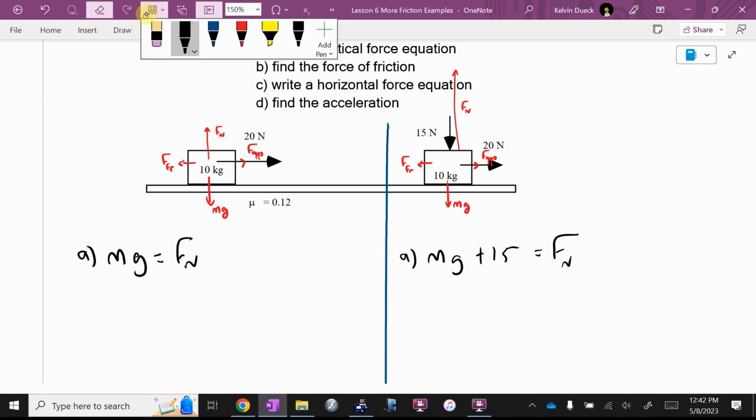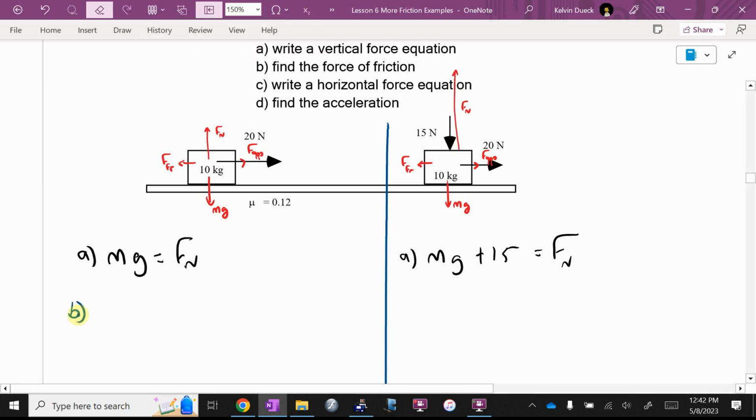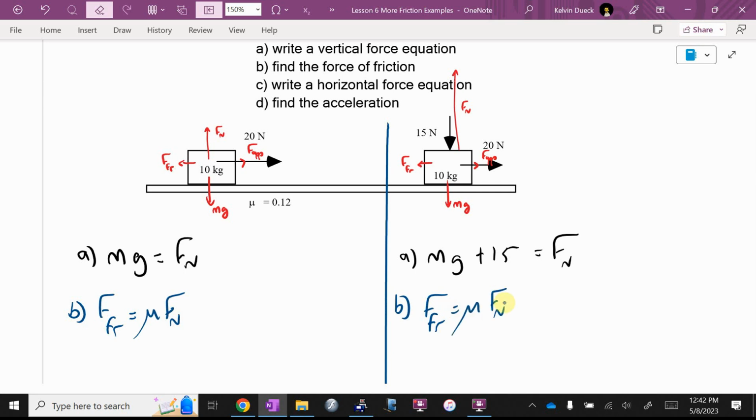Lauren, what does B want me to find? Well, friction equals mu times the normal force. And over here, friction equals mu times the normal force. Okay, let's go back to the first diagram. I don't know the normal. Oh, wait a minute. Actually, Jackson was clever enough to give me an equation for the normal force. When he wrote a vertical force equation, he said the normal force is the same as what, Lauren? Yep. So I can go friction equals mu mg.